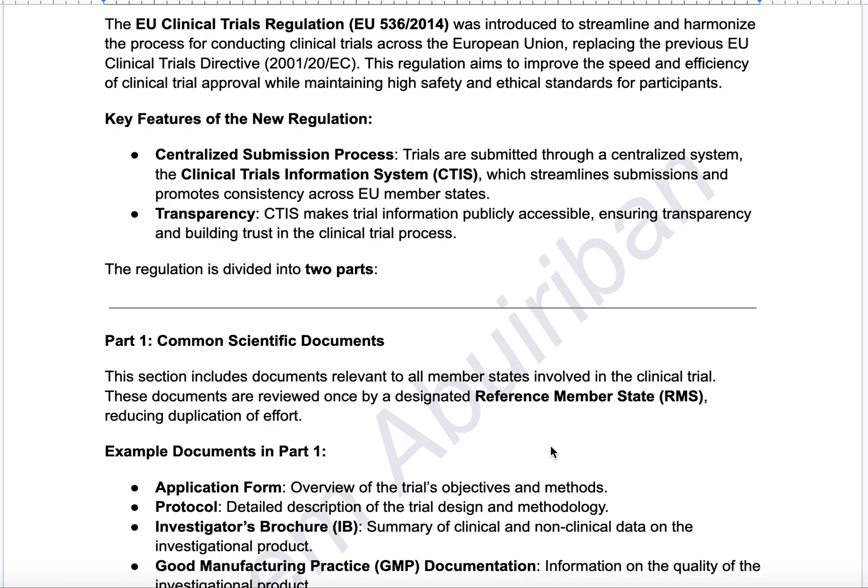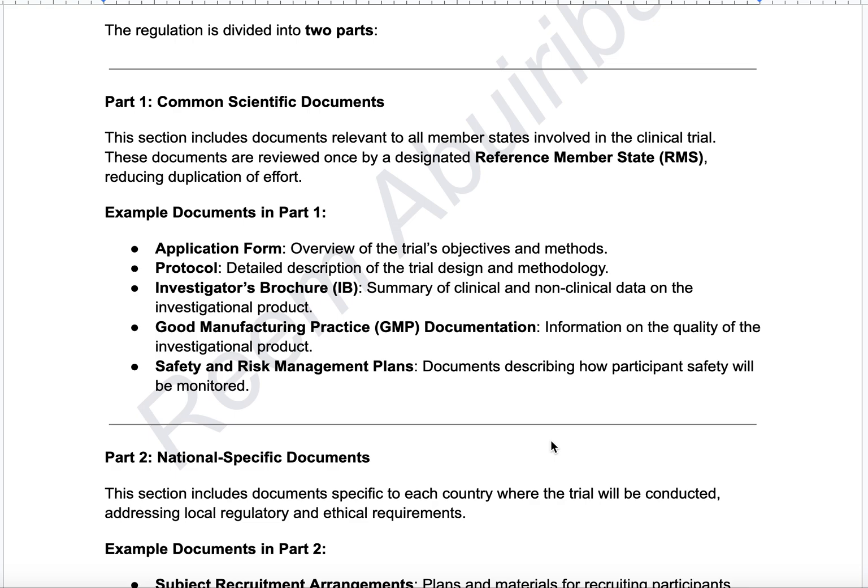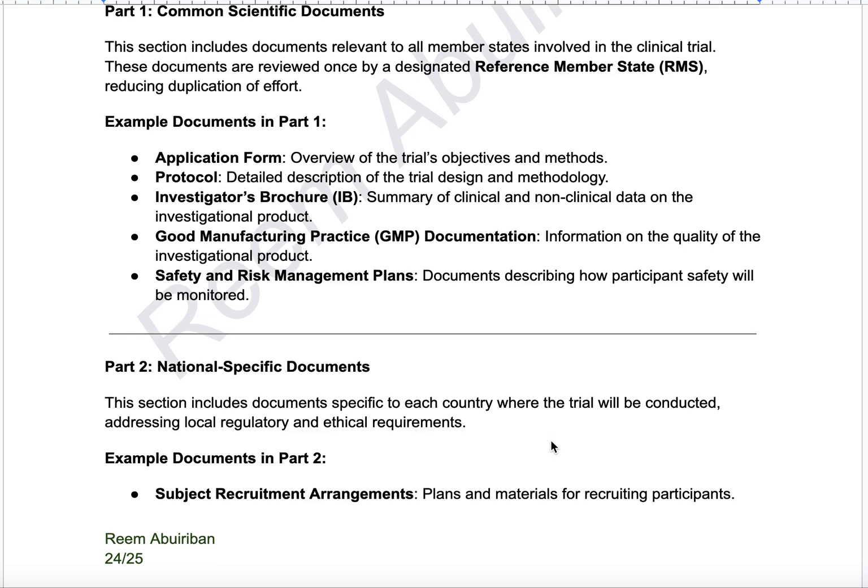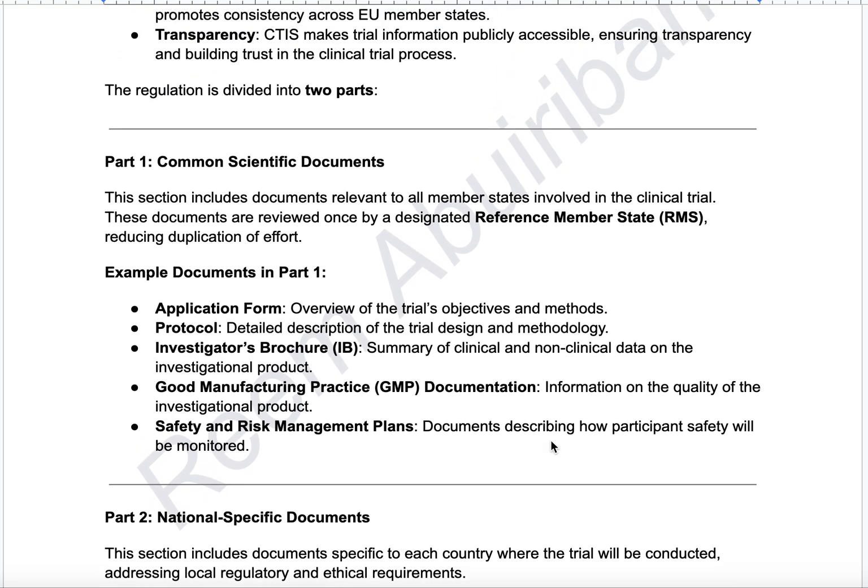So the regulation is divided into two parts. The first part is common scientific documents, and the other part is national specific documents. So the first part is common scientific documents. This section includes documents relevant to all member states involved in clinical trials. These documents are reviewed once by a designated reference member state, reducing the application effort.